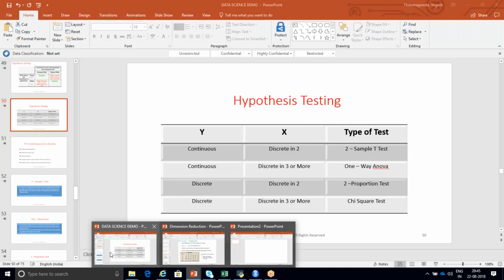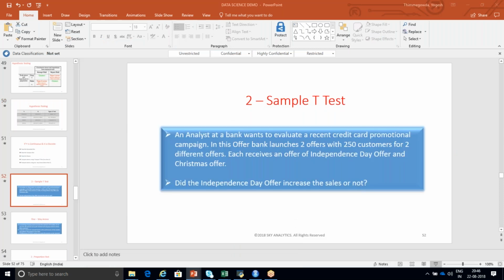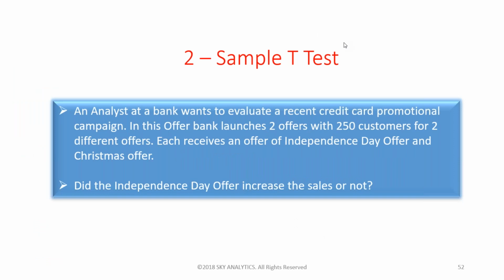So what is your conclusion? By seeing this, what is your conclusion? So Independence Day offer is increasing the sales. Yes. So you can go and tell your manager or a bank analyst that yes, Independence Day offer has increased our sales. So that is your final conclusion.